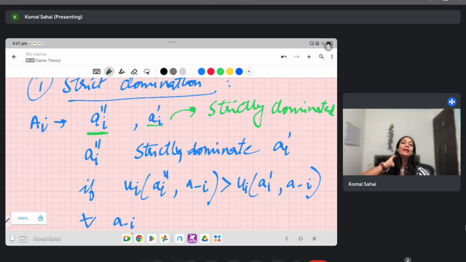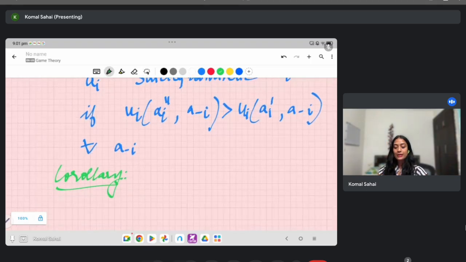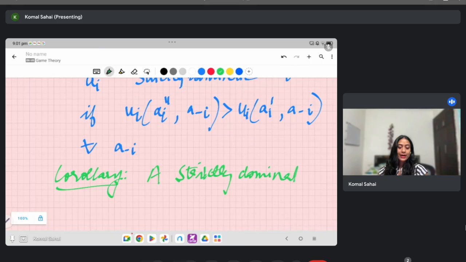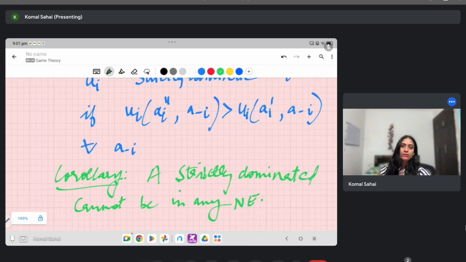ठीक है, strictly dominated है किसी एक एक्शन से, किसी एक दूसरे एक्शन से. अगर एक एक्शन is giving worse payoffs, right, in every scenario, in every possible action choice of the other player, then that is a strictly dominated action. Okay, so then a corollary means that a strictly dominated action, मतलब ये ऐसा a_i prime जो है, cannot be in any Nash equilibrium.